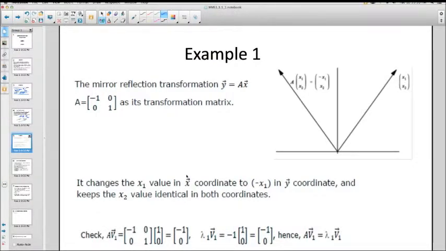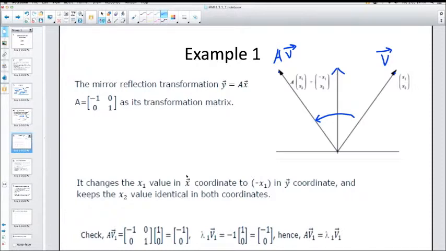In this example, we look at the mirror reflection matrix. The original vector, this one, let me call it V. The transformation simply reflects it to the opposite side of this vertical line, and then you get the mirror image on the other hand. This is A times V. Now let's check.